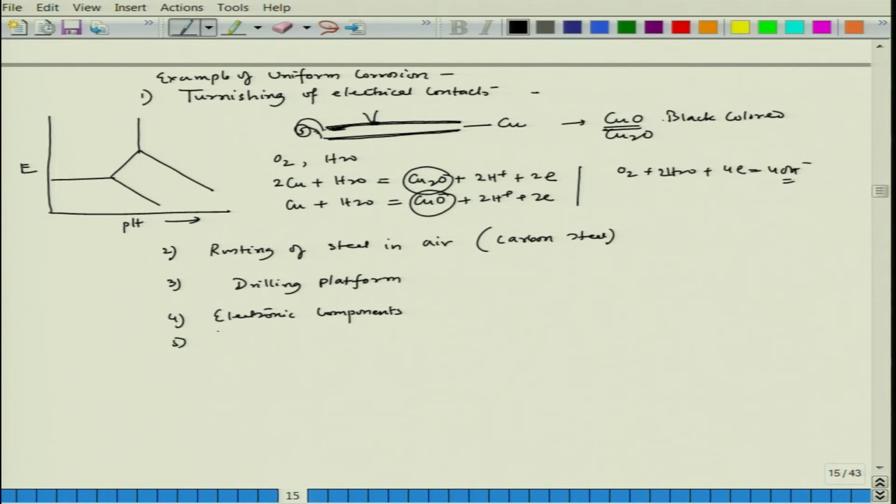There could be possibility of automobile bodies. Interestingly, if you see an old Ambassador car standing on the roadside, you will see that the top surface is totally rusted. Ambassador vehicle or the normal vehicle is basically low carbon steel, and this is a flat section. So, not much possibility of having crevice effect. So, it is a general corrosion or uniform corrosion. Okay. So, these are some of the examples.